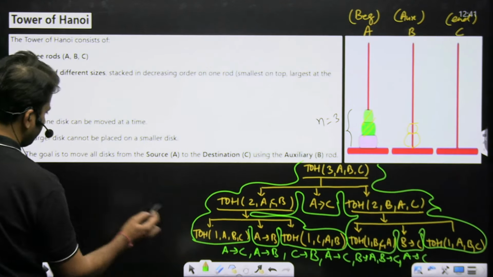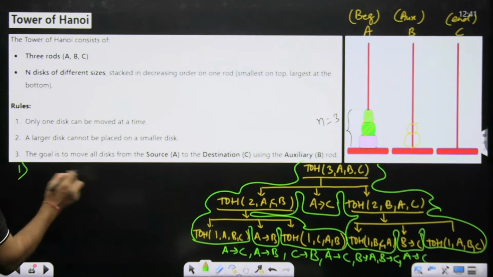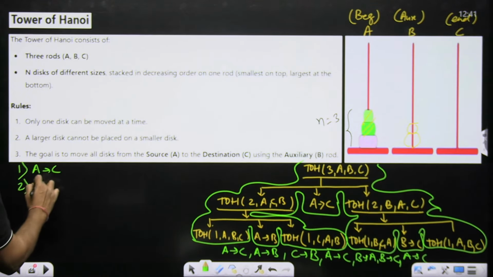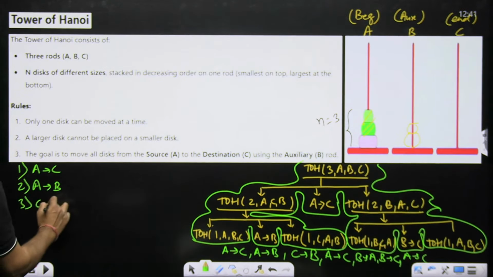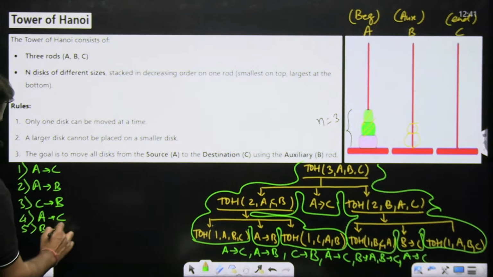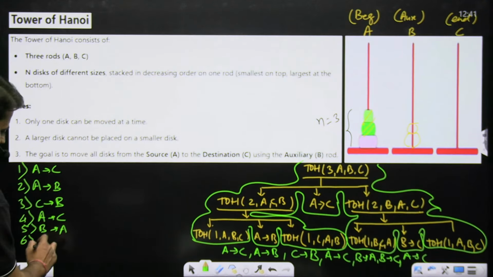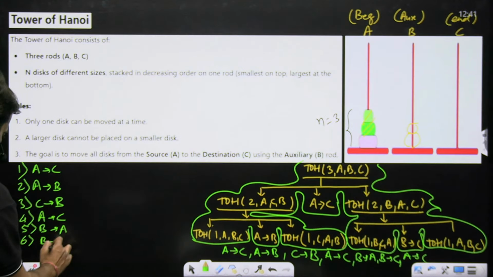Now, the first move is what, sir? A to C. Second move, sir, A to B. Third move, C to B. Fourth move, A to C. Fifth move, sir, B to A. Sixth move is what, sir? B to C. And the seventh move is what, sir? A to C.